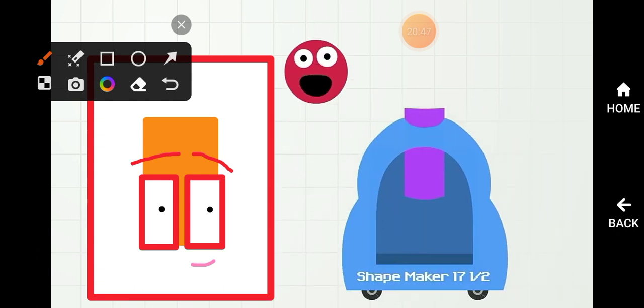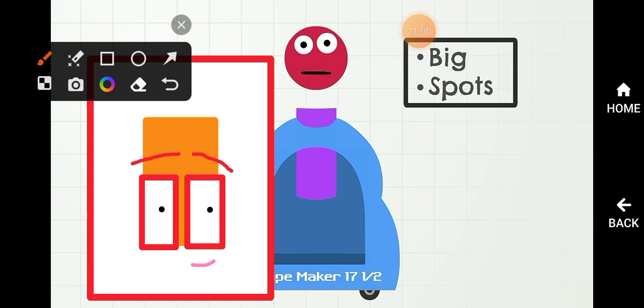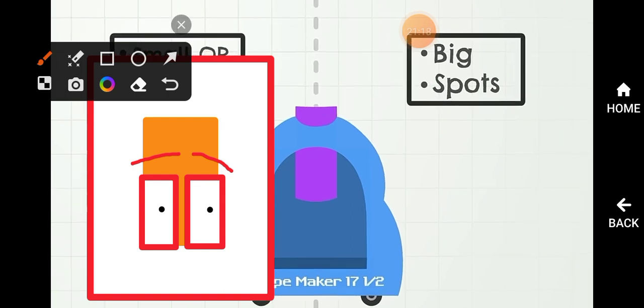Did you know that you can sort by more than one attribute? Oh, yes, you can. This time, the attributes are size and spots. So, if the shape is big and has spots, it should go on the right side. And if the shape is small or doesn't have spots, it should go on the left side. Remember that the shape has to be both big and have spots to go on the right side. Okay, ShapeMaker 17 1/2, start!